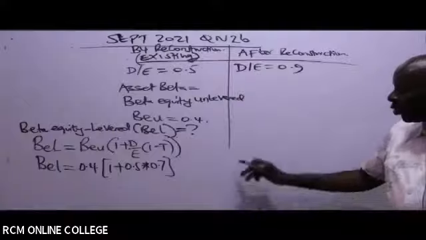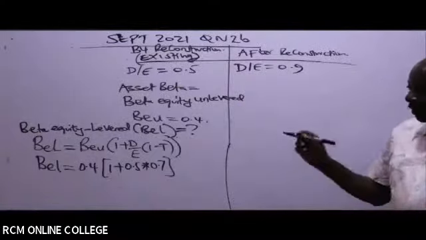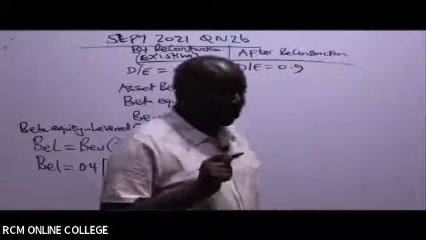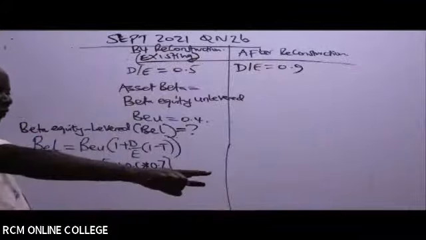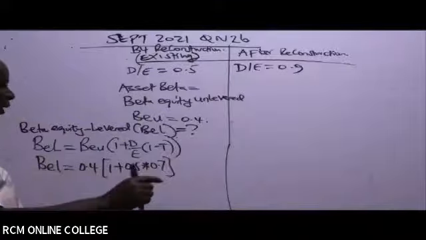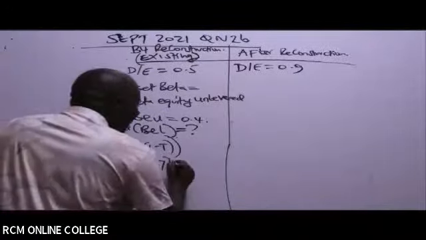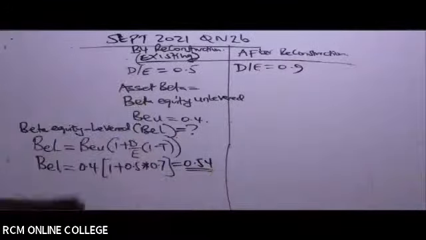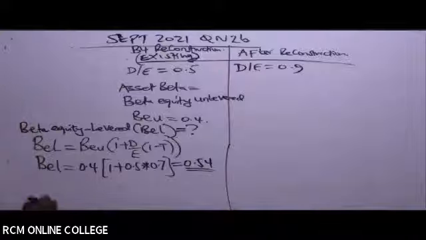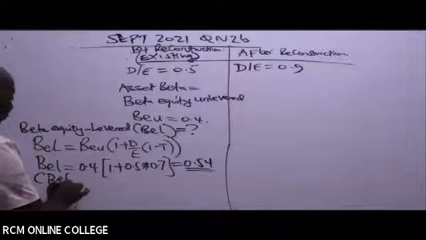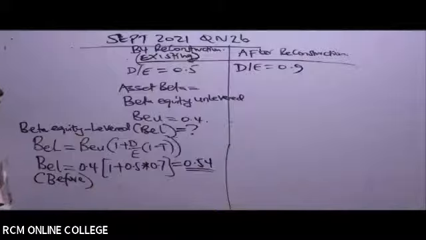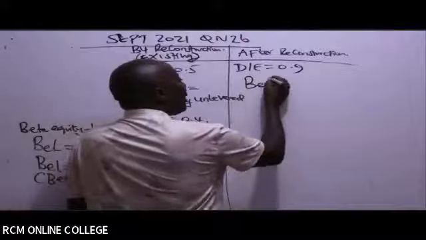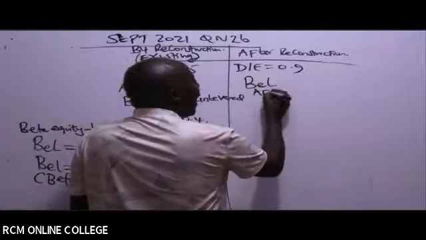Is there somebody who can go ahead and give me this beta equity levered before reconstruction? Somebody has asked for a screenshot there. Please help them. In this case we are getting 0.54. And remember, this is before reconstruction.